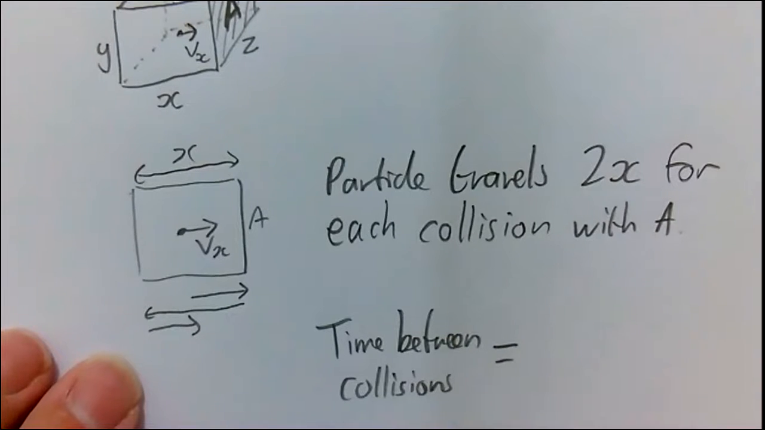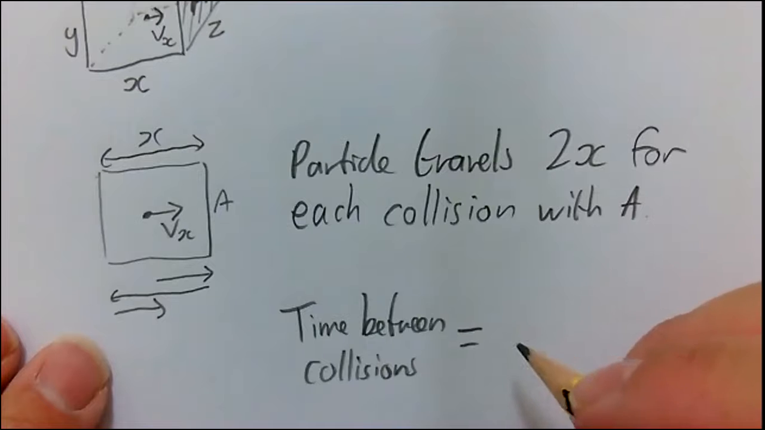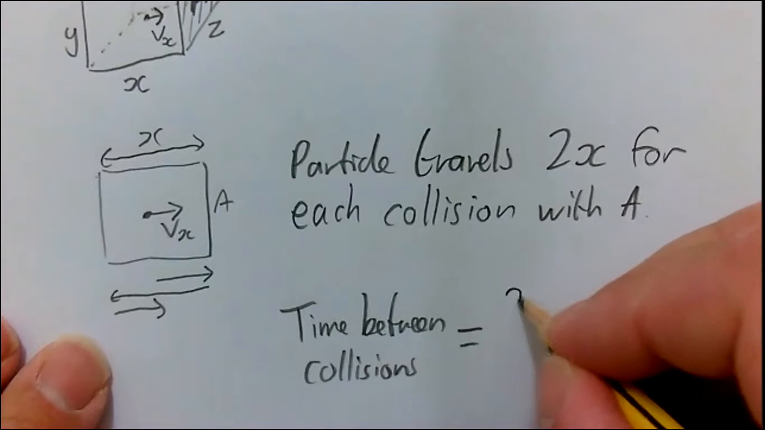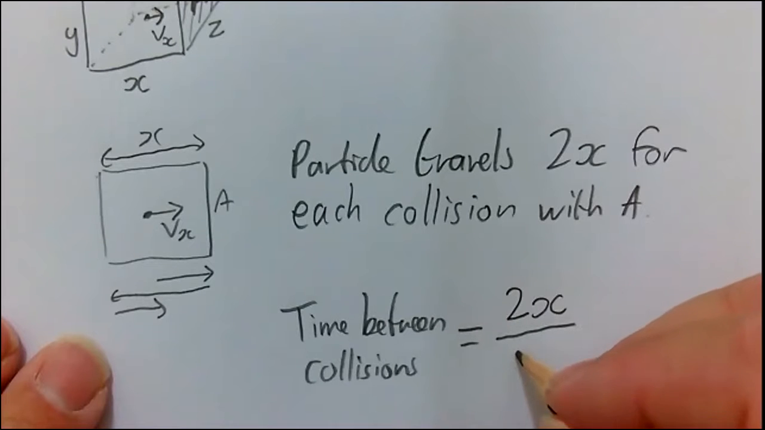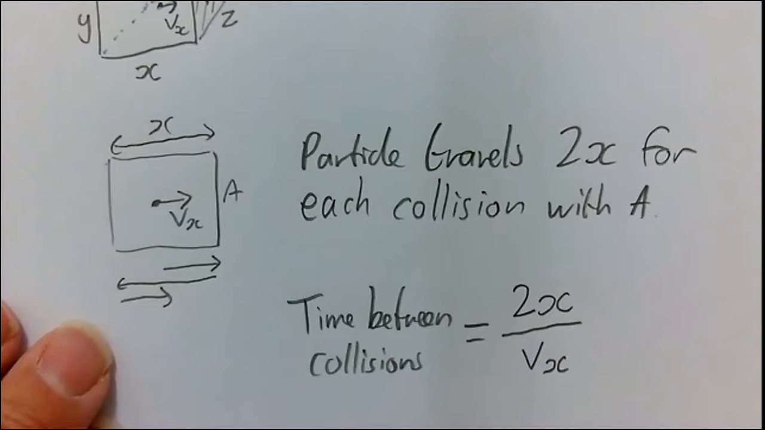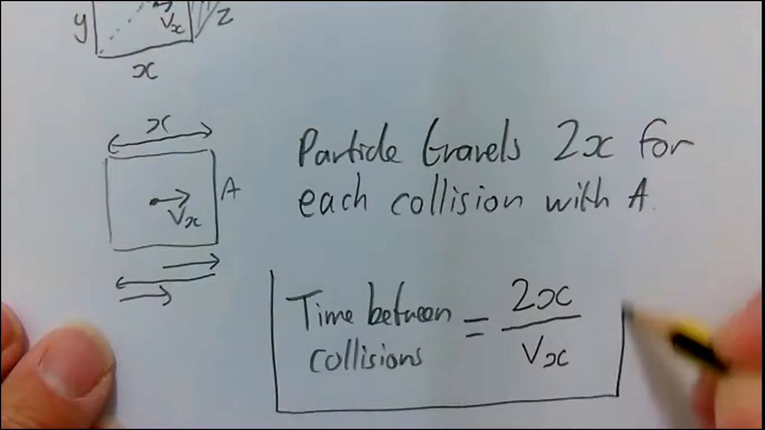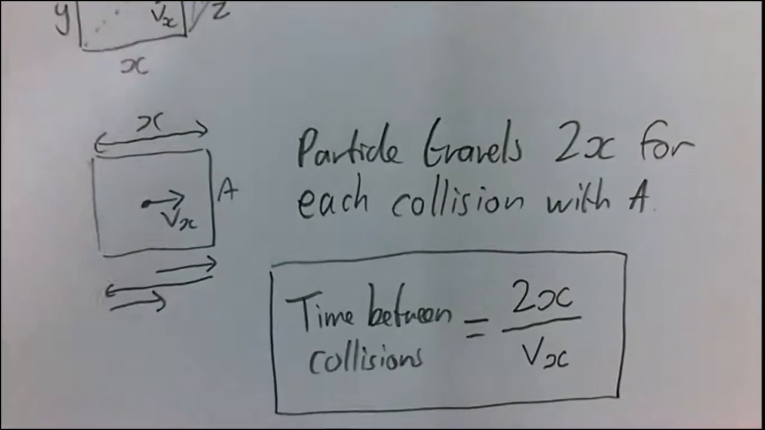Well, that's going to be given using speed as distance over time. We know that therefore the time between collisions is going to be the distance, which is 2 times that distance x, divided by the speed in the x direction, the velocity of the particle in the x direction. That tells you the time between two collisions. Okay, and that's an important formula which we'll come back to very shortly.